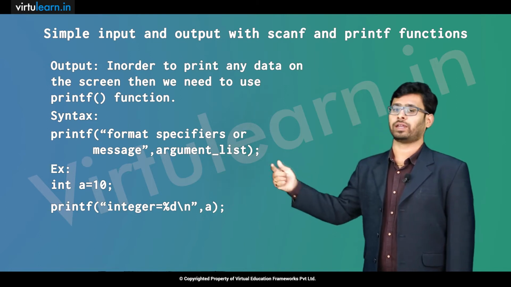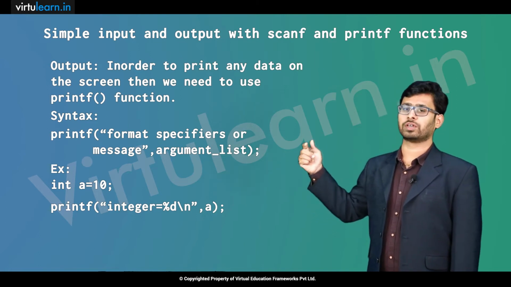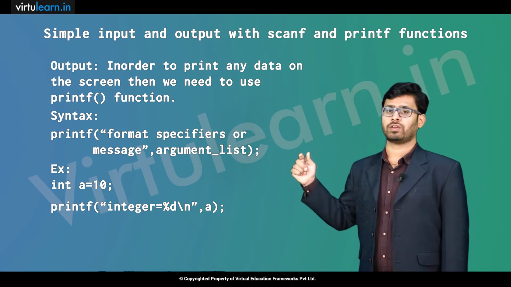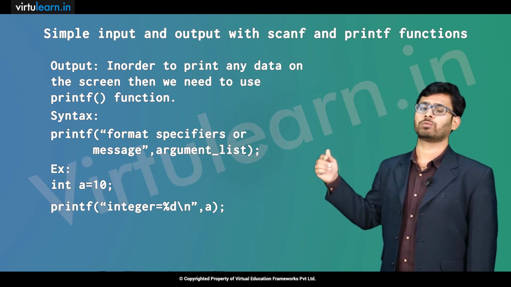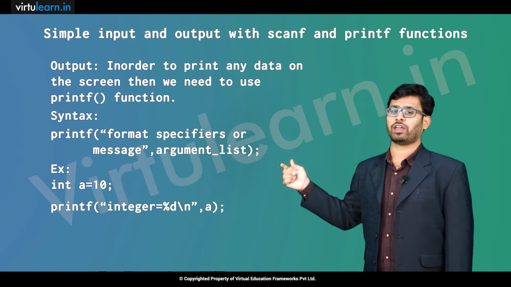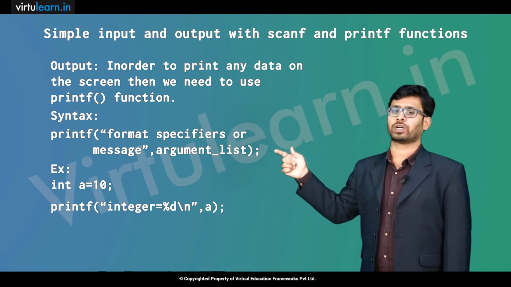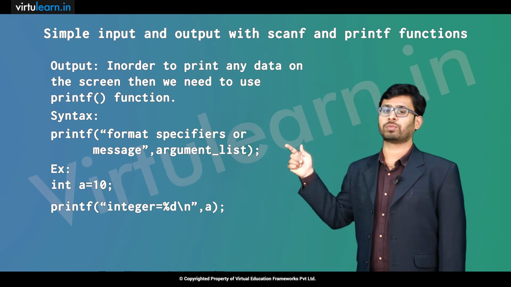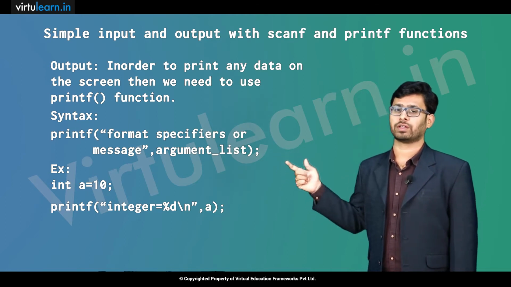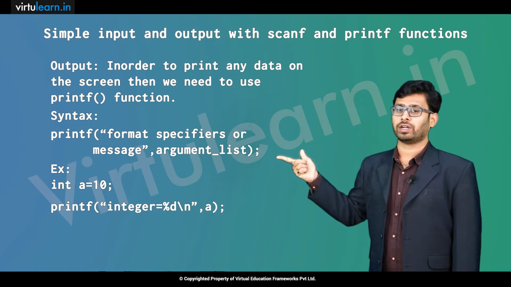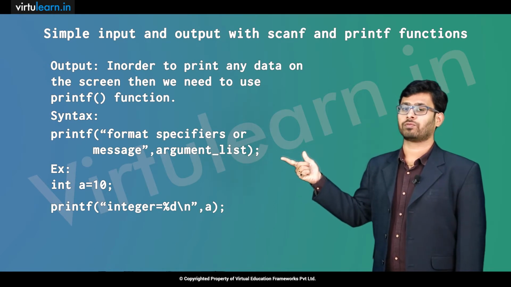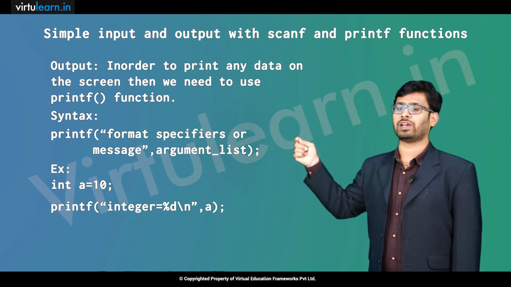So in this, within the inverted commas, whatever we have written, integer is equal to %d \n. Everything here, integer equal to followed by %d, the value of a will be printed. That is the output you are going to get, integer equal to 10. So \n is not going to print. \n is an escape sequence which will make the control go to the new line.